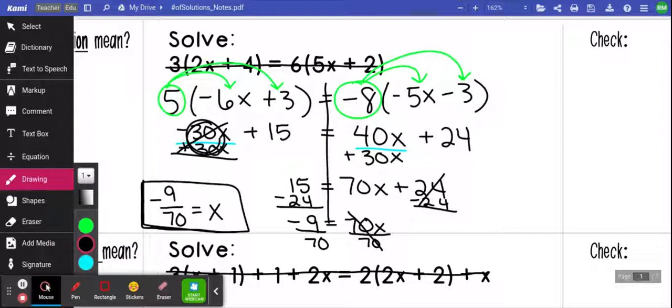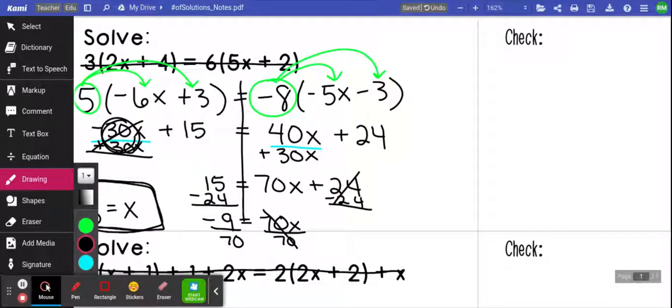Okay, so we decided to do a different problem than the one given on the paper. First thing you want to do is distribute. And then you can't combine like terms, so you're going to move the variable and then solve your two-step. When you solve your two-step, you're going to get x equals -9/70, which is a fraction answer. We are going to leave it just like that. That's my recap.